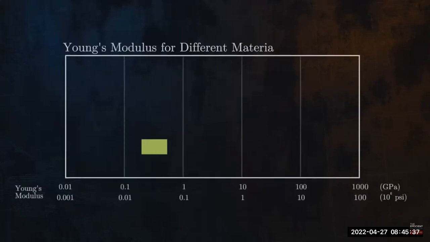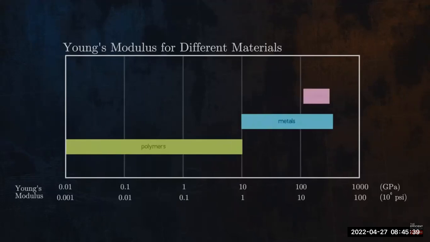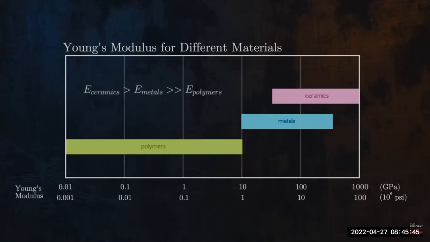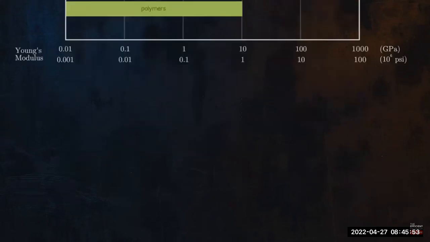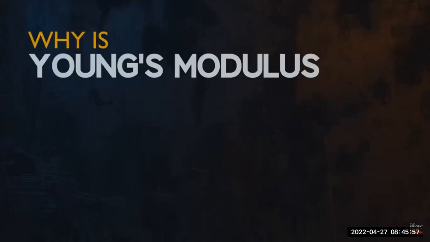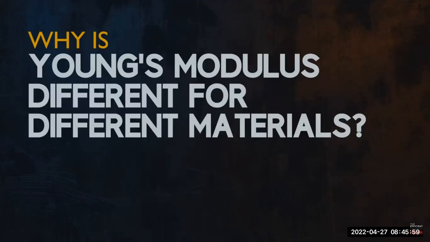This graph shows the range of typical Young's modulus values for polymers, metals, and ceramics. In general, ceramics have higher values of Young's modulus, metals have slightly lower values, and polymers have much lower values. Why is Young's modulus different for different materials?